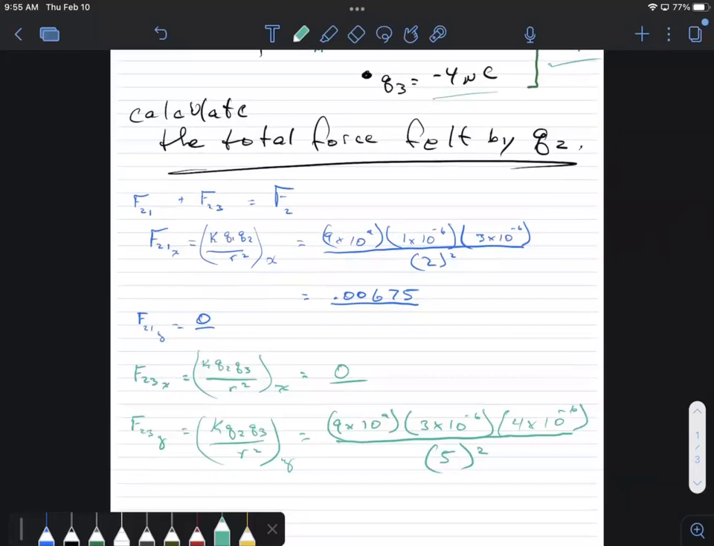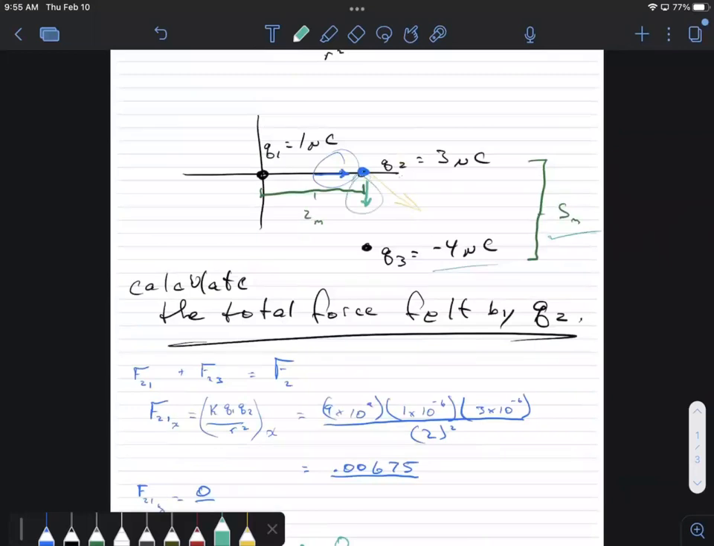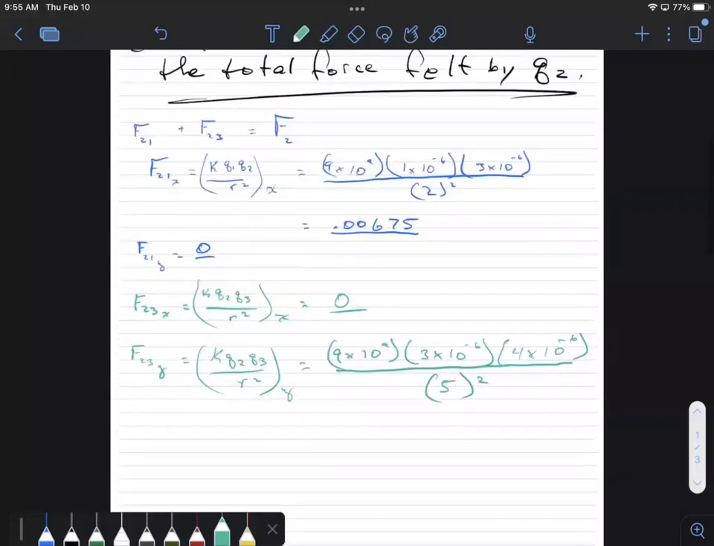Last step, is this positive or is this negative? Well, I already did that work. That arrow is written right there. Because they're unlike charges, they attract each other. Thus, Q2 is being pulled downward toward Q3. Downward, of course, is negative. So I have to put a negative for this force. Now all that's left, calculate all those numbers. So I get my calculator, 9 times 10 to the 9, times 3 times 10 to the minus 6, times 4 times 10 to the minus 6, divided by 25, I get negative 0.00432.